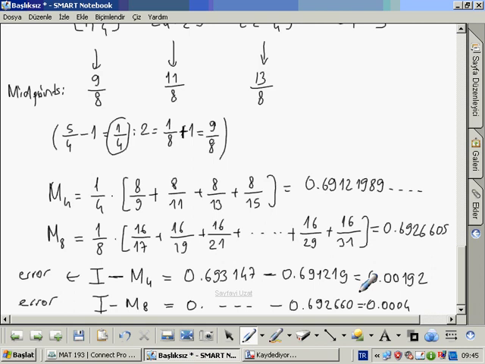So when you take a larger number of midpoints for any definite integral, you will approach the real integration value, if you have enough time, of course.